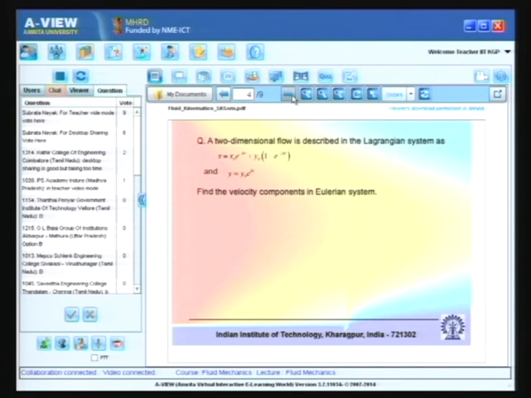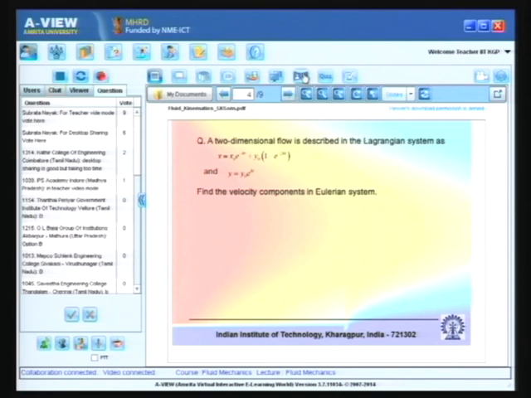A two-dimensional flow field has two velocity components, but here in the Lagrangian system it is expressed in terms of the x and y coordinate of a particle whose identity is x0, y0. You see, the first equation is x equal to x0 e to the power minus kt plus y0 into 1 minus e to the power minus 2kt. That means it is a function of x0, y0 and t, and similarly the y displacement is y equal to y0 e to the power kt. Now, we have to go for Eulerian.